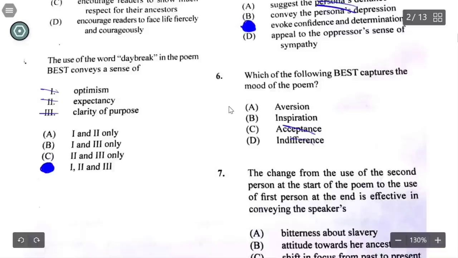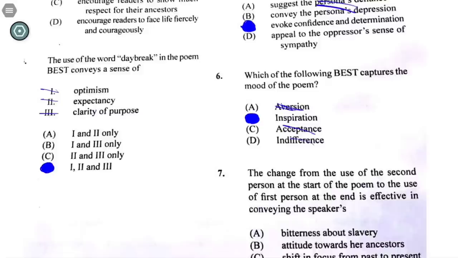Alright, aversion is quite similar to bitterness, resentment. Aversion is like a strong dislike for something. So for that reason, I would not have chosen aversion. So that's not the answer either. I say inspiration because of the whole tone of the piece, so the mood, the main purpose, all of that plays into the piece being one that inspires us not to focus on our shortcomings, but to use them as a push to get ahead.